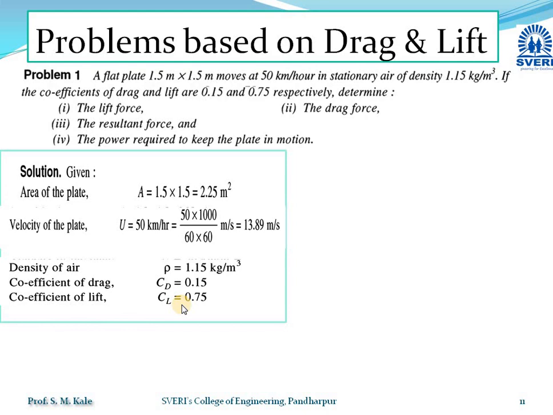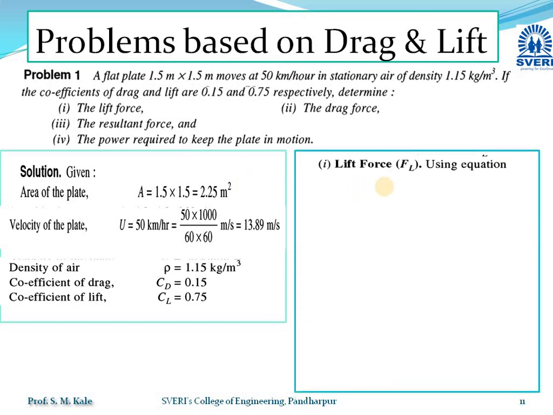So first of all we will find out the value of lift force, drag force, resultant force, and power required to keep the plate in motion. So as we are knowing the formulas, first of all lift force, we are knowing the formula for calculation of lift force. FL is given by equation CL A rho U square upon 2, whereas CL is called as a coefficient of lift whose value 0.75 we are knowing, A is nothing but the projected area of that plane surface or plate, that is 1.5 into 1.5, that is 2.25 meter square.